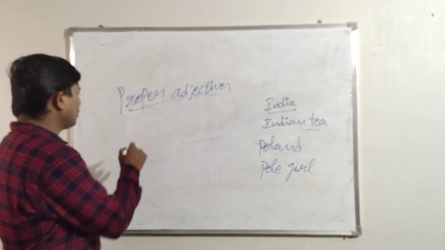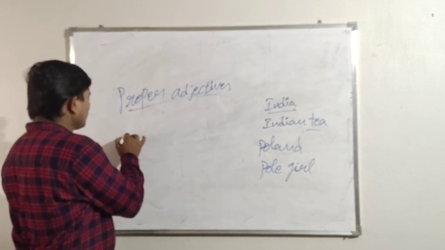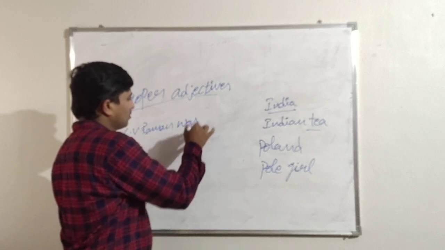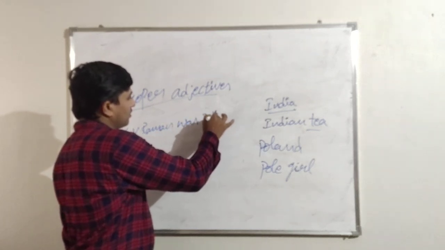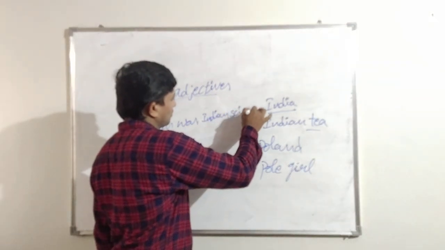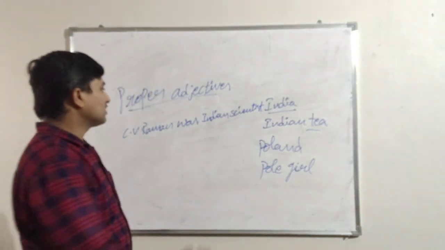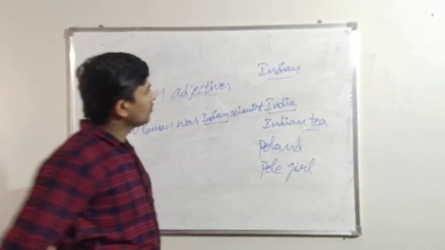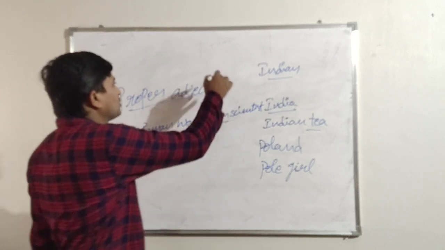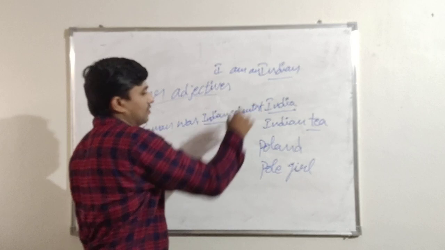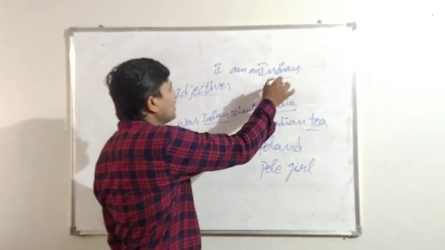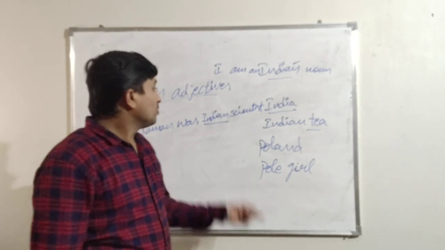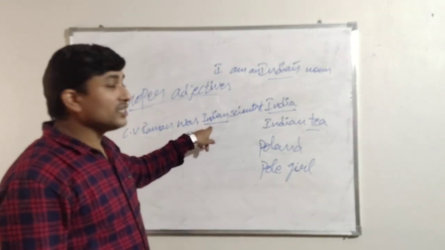Suppose with an example: C.V. Raman was an Indian scientist. What is Indian here? Indian is a noun as well as an adjective. But suppose I say, I am an Indian. What is Indian here? It is a noun, no doubt at all. We are all Indians. But the same Indian is known here as an adjective.